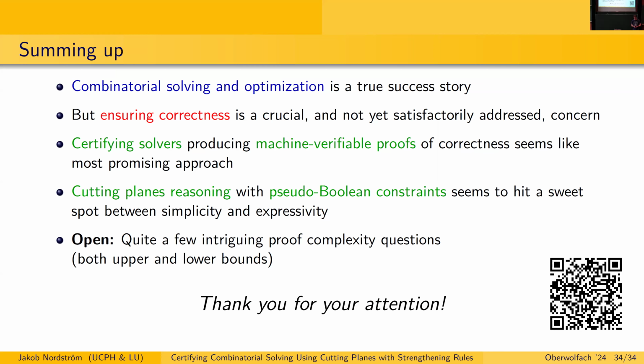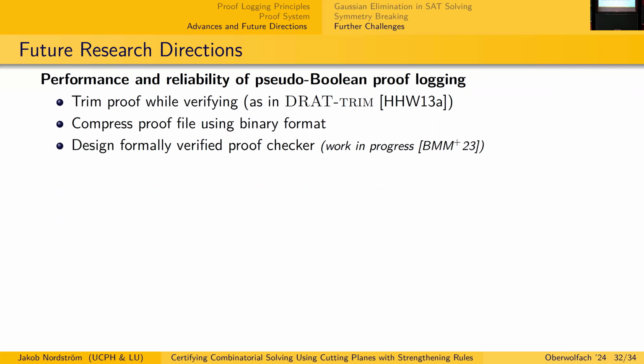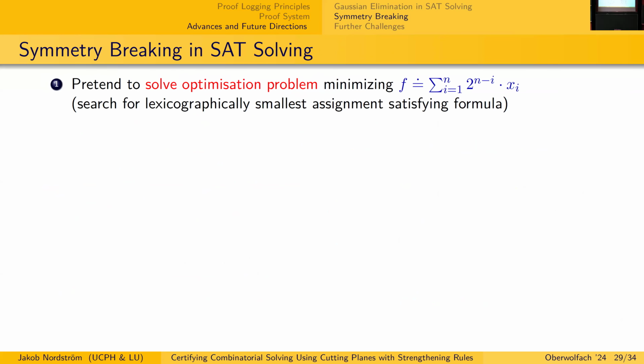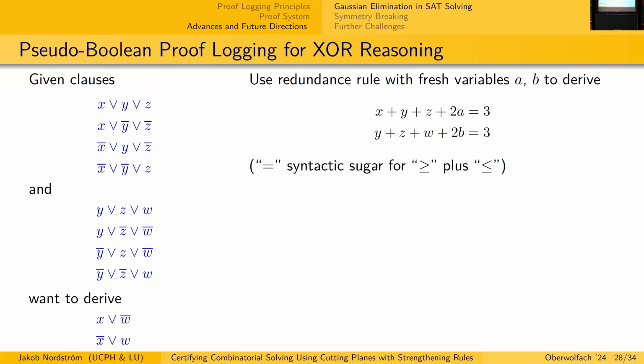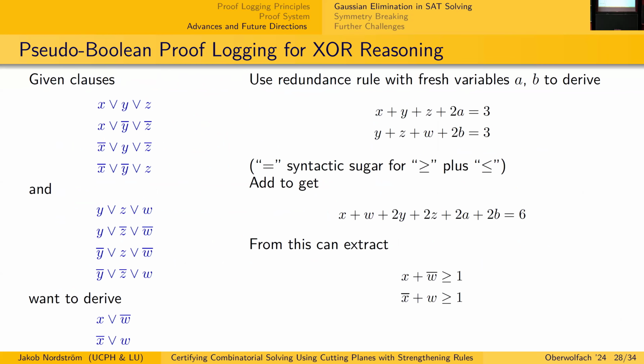Can you go back to the XOR reasoning that you skipped over? Yes, it'd be nice to see how that works. Okay, so firstly, if I have these clauses, I should be able to derive XOR not W and not XOR W.